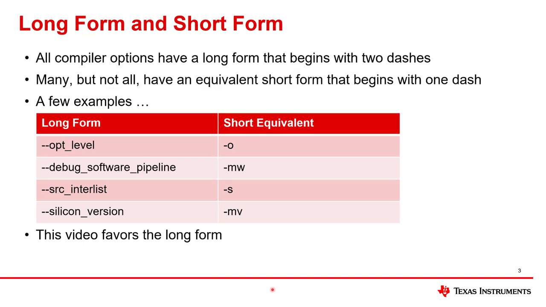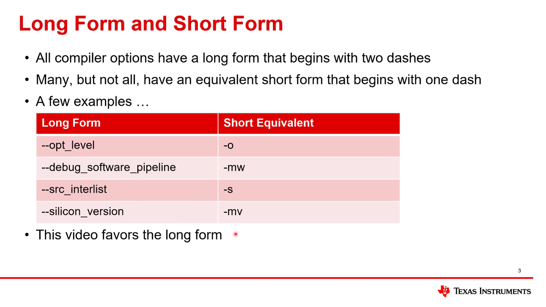Before discussing performance options, there are some basic details to describe. All of the compiler options have a long form that begins with 2 dashes. Many of the compiler options, but not all of them, have an equivalent short form that begins with 1 dash. Here's some examples, and these will actually appear later in this video. So the long form of --opt_level: on the command line you can write --opt_level, or you can write -o. Okay, and so on for these other options.